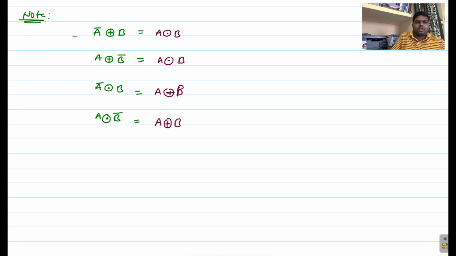Otherwise you can verify these. Just take one input as A bar and another as B. Now you can substitute in your XOR expression, then you will get A XNOR B. So you can verify if you have any doubt. So these are the four other properties.